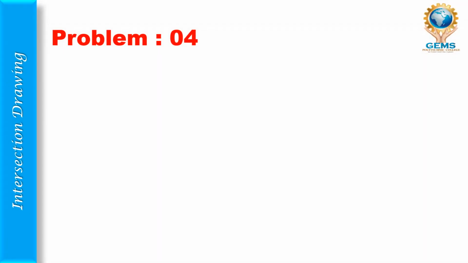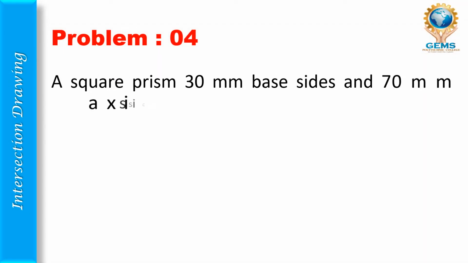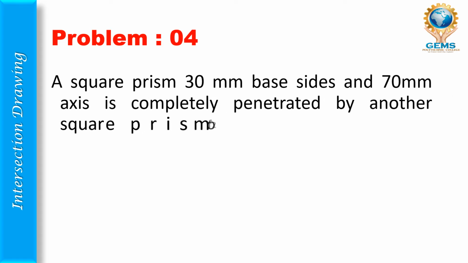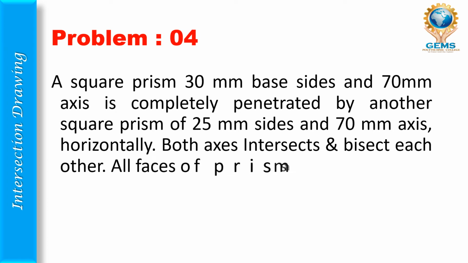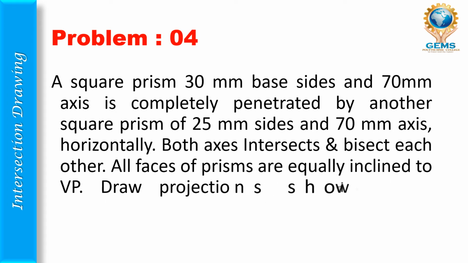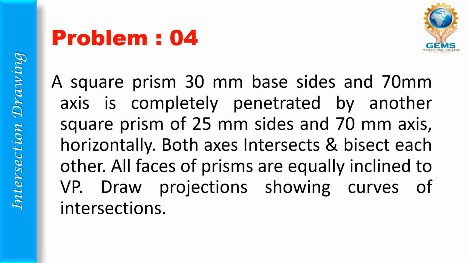A square prism of 30 mm base sides and 70 mm axis is completely penetrated by another square prism of 25 mm sides and 70 mm axis horizontally. Both axes intersect and bisect each other. All faces of the prisms are equally inclined to the vertical plane. Draw projections showing curves of intersection.